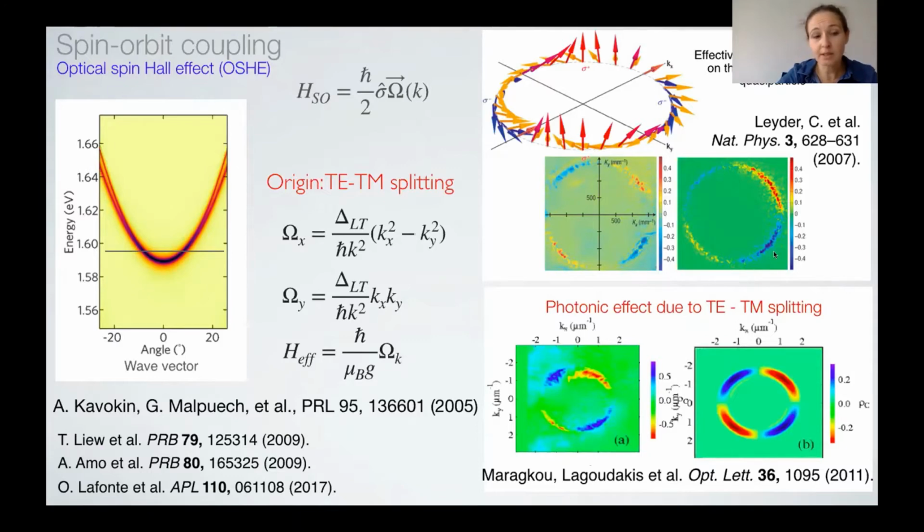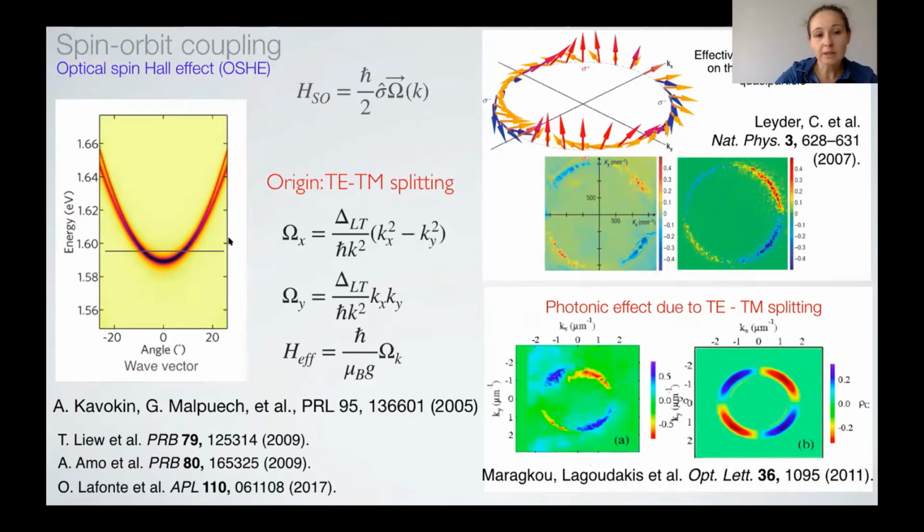It was discussed in the context of exciton polaritons, but then it was also demonstrated in the group of Pavlos Lagoudakis that it is actually a purely photonic effect, and it can appear in pure cavities without any excitonic modes inside. And this is due to TE-TM splitting.